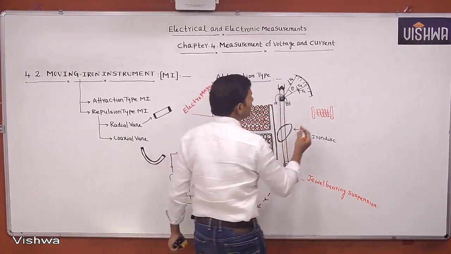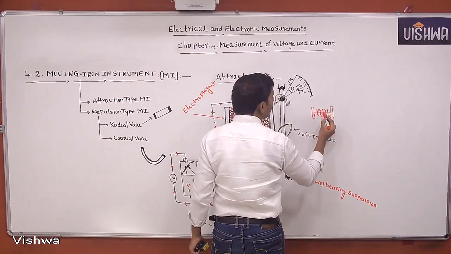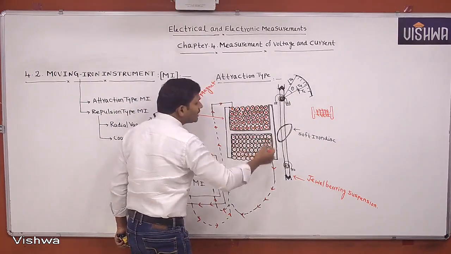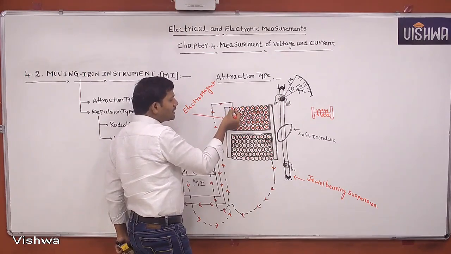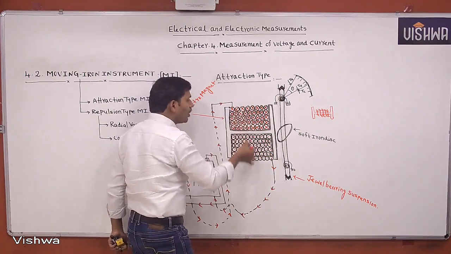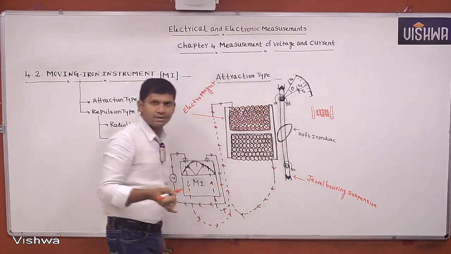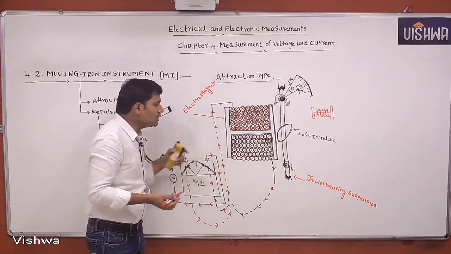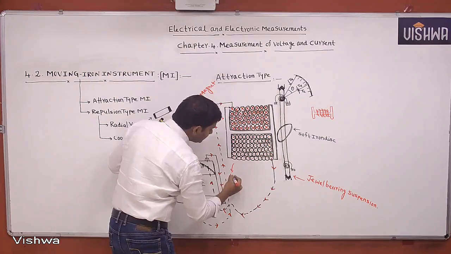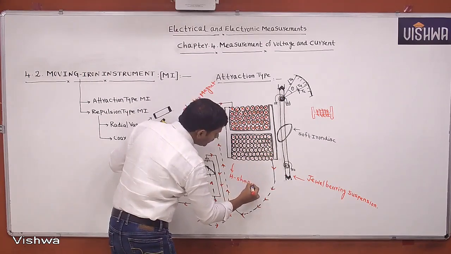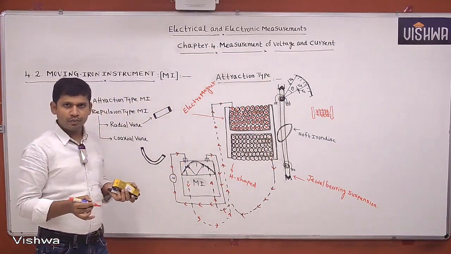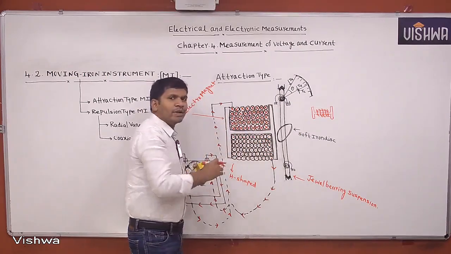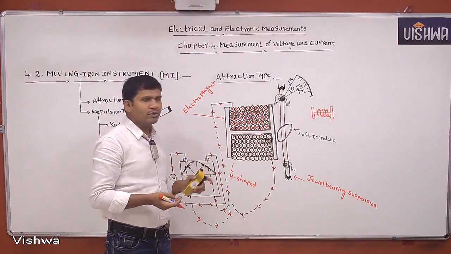Current entering, leaving, entering, leaving. That same electromagnet I represented like this, where the current is cross, dot, cross, dot, meaning entering and leaving. The shape of the electromagnet used in the attraction type instrument is H-shaped. Simply, this total mechanism put in this box becomes a moving iron attraction type instrument.